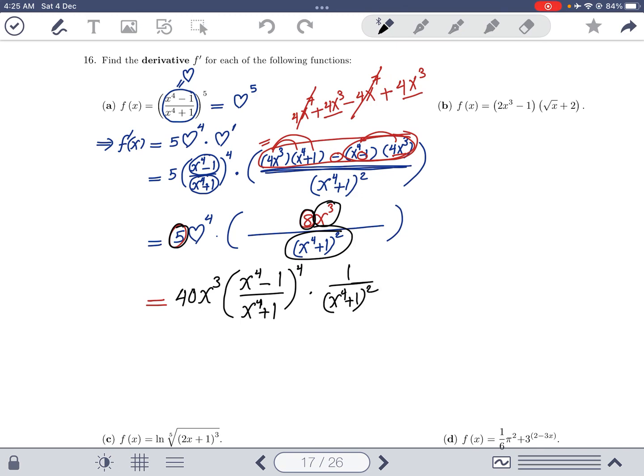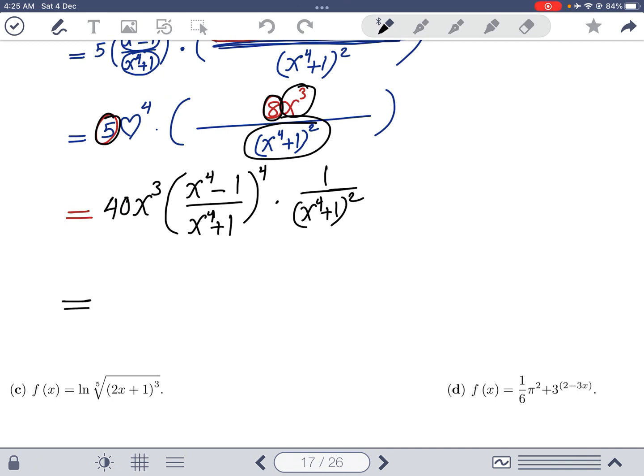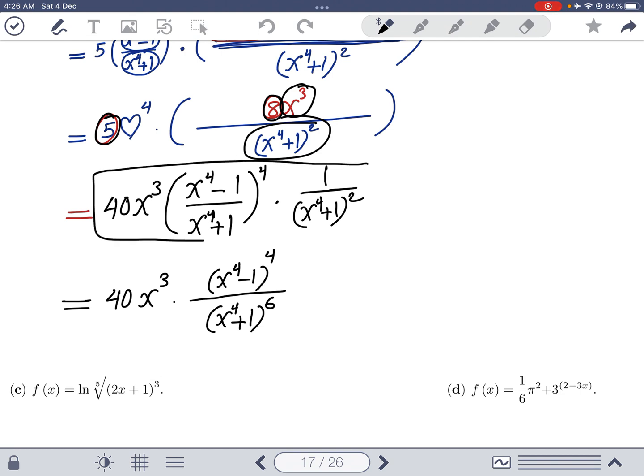Notice that you can still do one more step, and because here you have x to the 4 plus 1 squared, you see, and here x to the 4 plus 1 to the power 4, you can multiply them and get power 6. And so you get it like this, 40x cubed times, and then the numerator will be x to the 4 minus 1 to the 4, but the denominator is x to the 4 plus 1 to the 6. You can do it like this, or just keep it as the way it's written like this, to keep heart to the power 4 together. So either you write it like this or that.